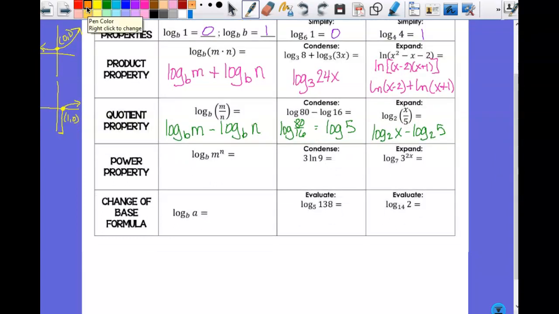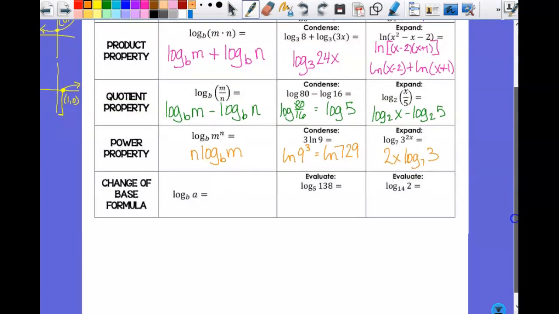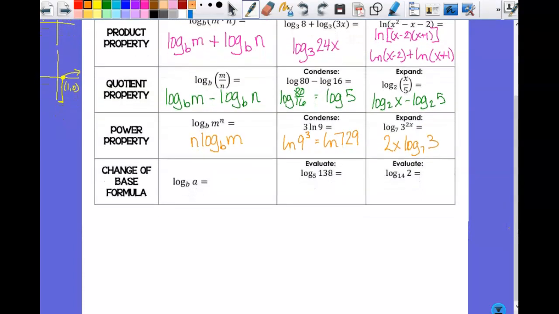All right. So then, power property. Log base b of m to the nth power is n times log base b of m. So when I condense this, this becomes the natural log of 9 to the third power. What is 9 to the third power? And then when I expand this, this becomes 2x times the log base 7 of 3. We good? Yes. All right.